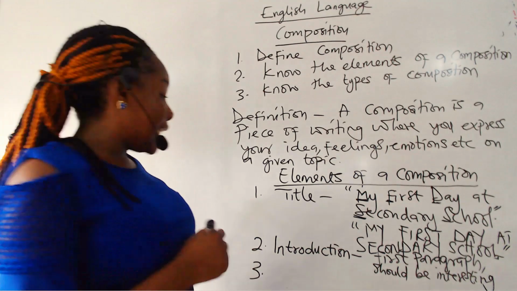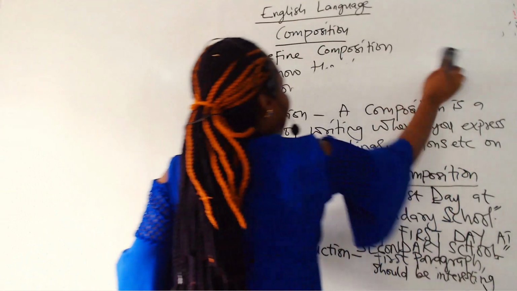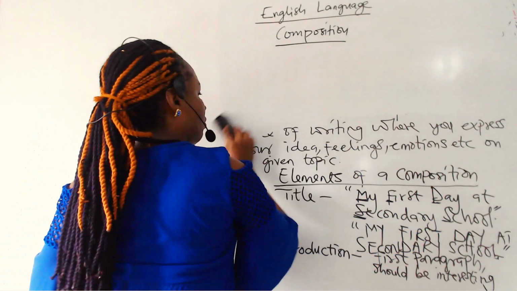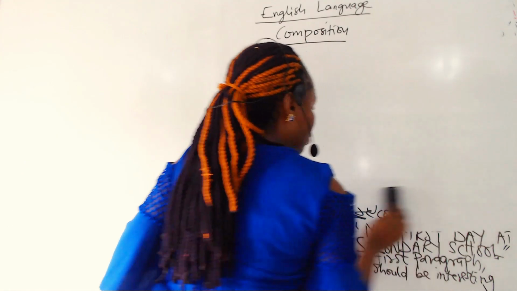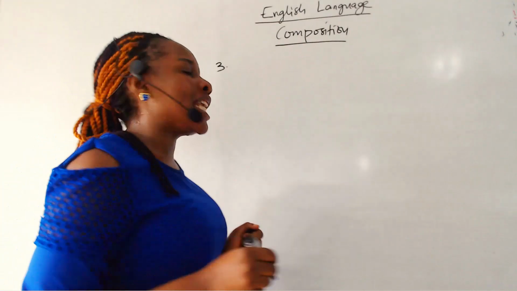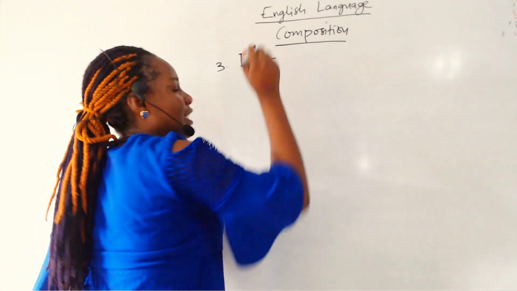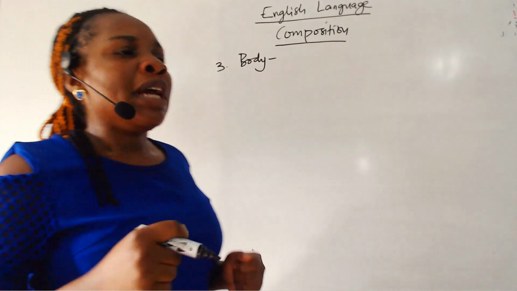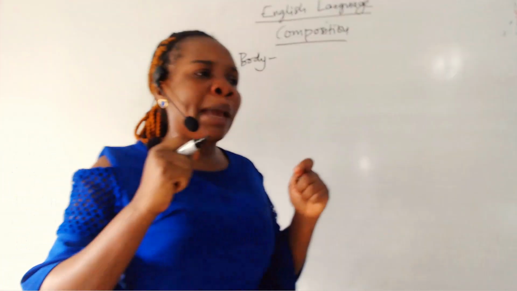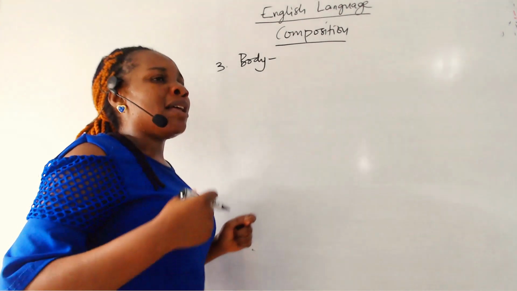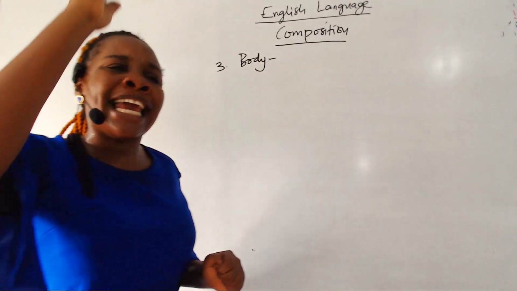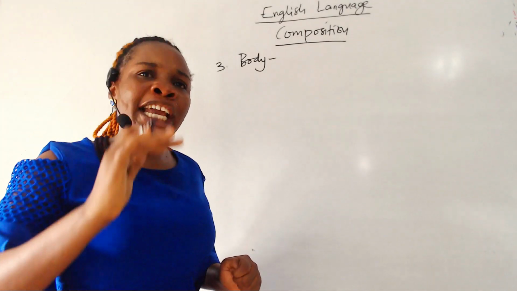Permit me, I know you finished this. Let me clean it so that we'll take the third element. The third element of a composition is the body. Is the what? The body. The body of your composition is a very important part of your composition. This is where the given topic is detailed, written in details and in paragraphs, underlined logically and what?